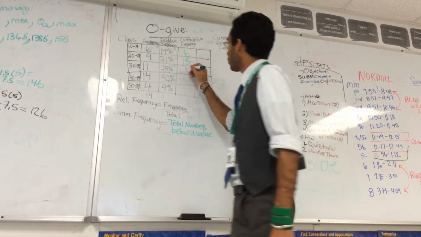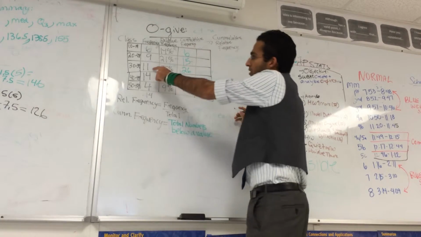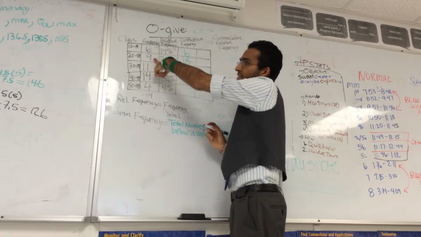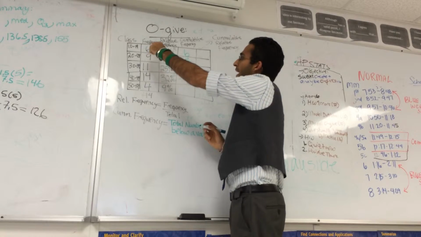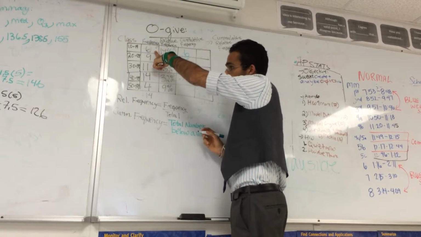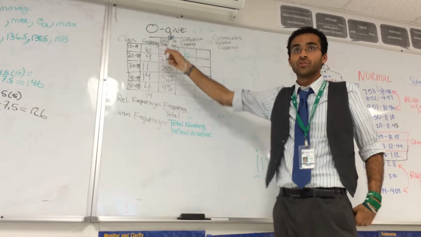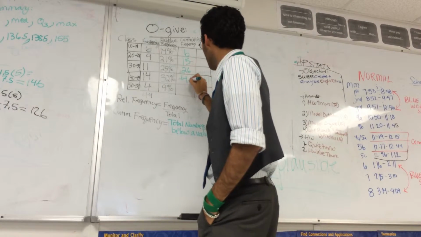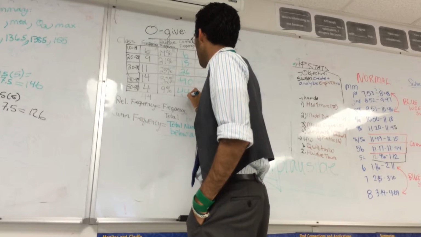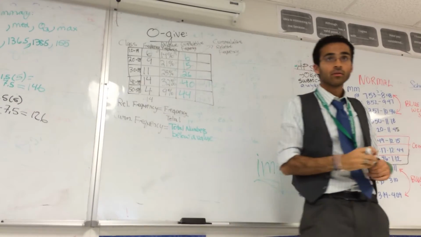Over here, we'll have 26. We have these 11 that are below 39, these 9 that are below 39, and these 6 that are below 39. For 49, it'll be this plus this plus this plus this, 40 numbers. And finally, all the numbers are below 59.